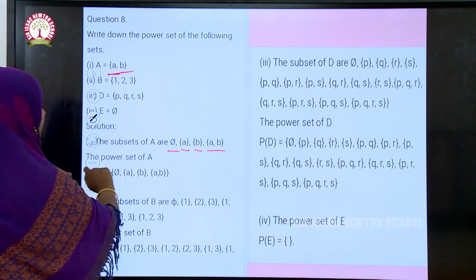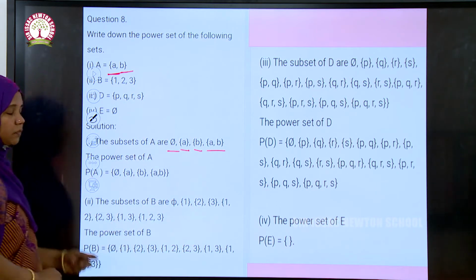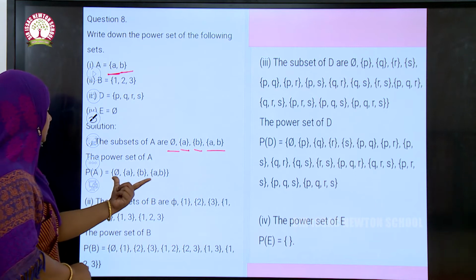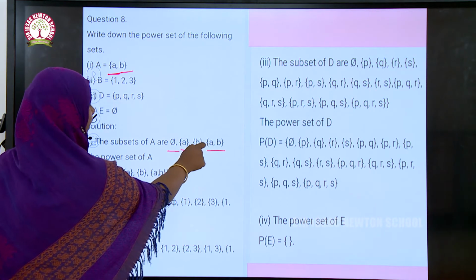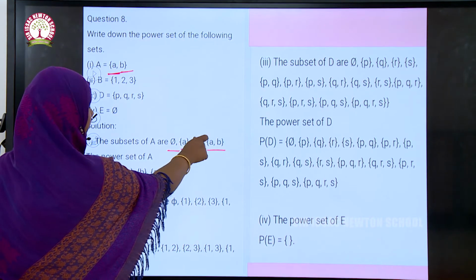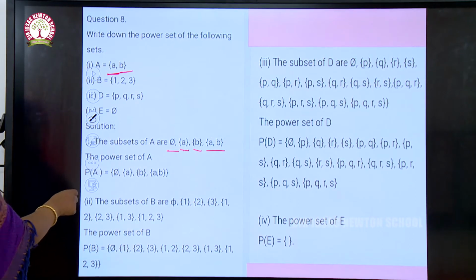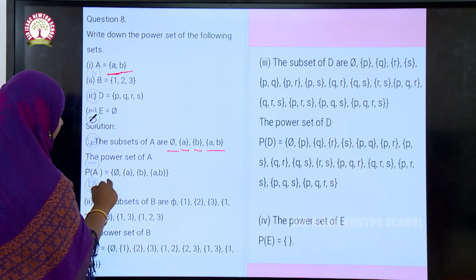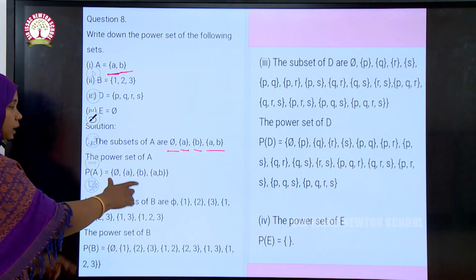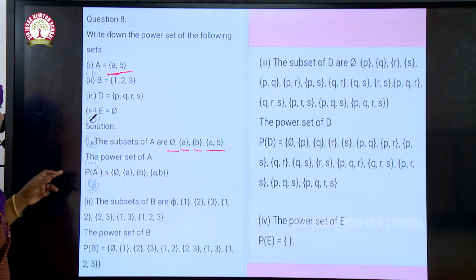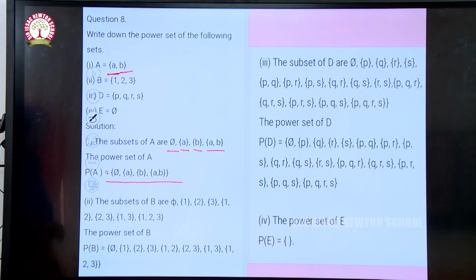So what is the power set of A? The set of all possible subsets of A. So what are the possible subsets? The null set, the singleton set with a, another singleton set which has the element b, and the set which has 2 elements, a comma b. So P of A is a set. See, all the subsets should be written within the curly braces. Okay. So this is the power set of A.